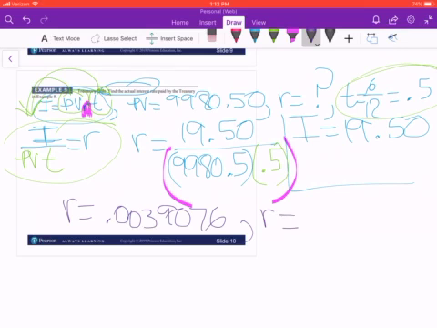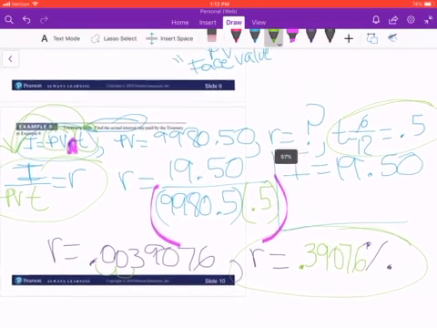But remember, to convert this into a percent, we multiply by 100. So we're going to be moving our decimal place 2 units to the right. And so this will become 0.39076. And that will be the answer for example 9. And this concludes section 5.1.